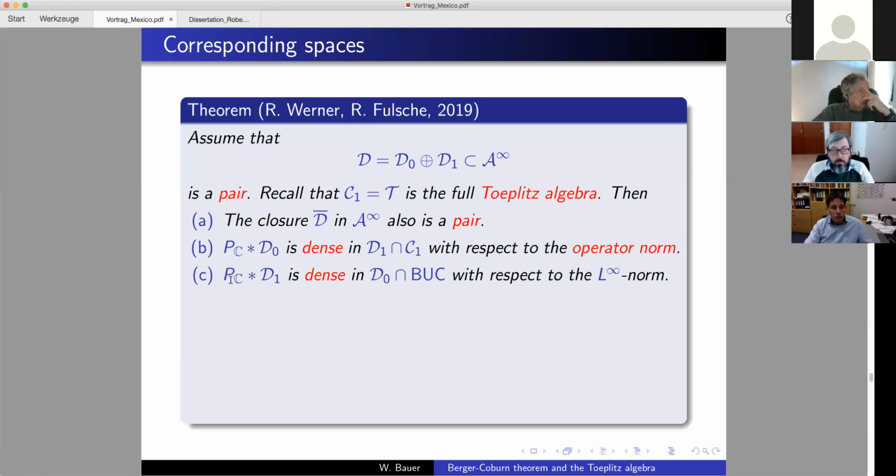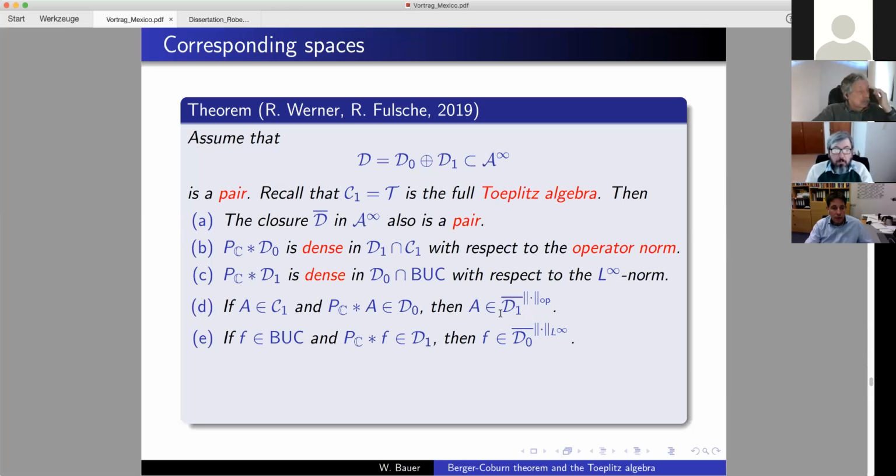On the other hand, if I take a convolution of the rank 1 projections with operators in D1, then that will be dense in this symbol space D0 intersected with the bounded uniformly continuous functions, with respect to the L infinity norm. And now the next two are important. If I take an operator in the Toeplitz algebra, and I find out that the convolution of this operator with PC is in this space D0, then I can conclude from this that that operator actually is in the closure of D1. And on the other hand, if I have an element F which is bounded uniformly continuous, and I form this product here, and I end up in the space D1, that's actually the Toeplitz operator with symbol F up to some constant. So if this happens, then that symbol actually came from the norm closure of D0.